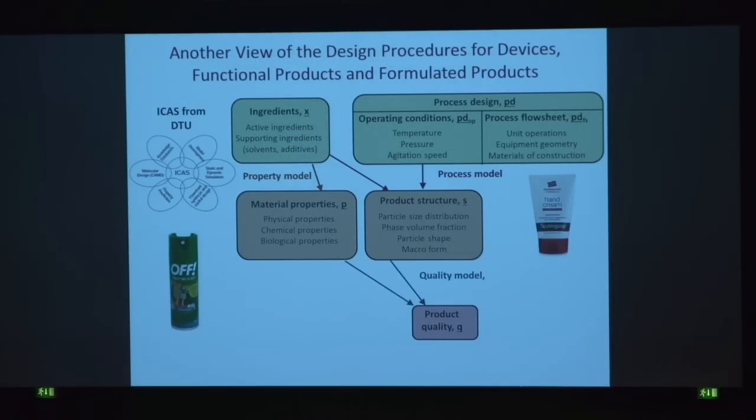Let's look at the top. We begin with ingredients and process design. Ingredients determine the material property, and the process and ingredients determine the product structure and the product quality. Now, a property model can be any thermodynamic property model, but since I work with DTU, we use ICAS. But now we have the product, how do we know that we make money out of it?